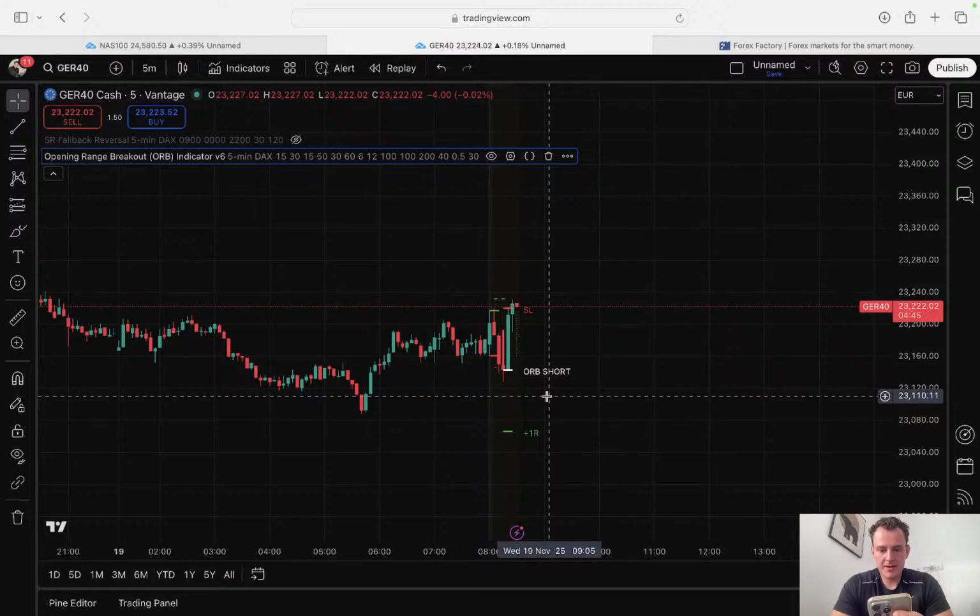I could get stopped out on this one here. So I'm taking a short right here. I'll let you know. But I'm shorting it here at 23, 24. So I'll let you know exactly the setup. I'm gonna post it right here. We have an ORB short 5 minutes.